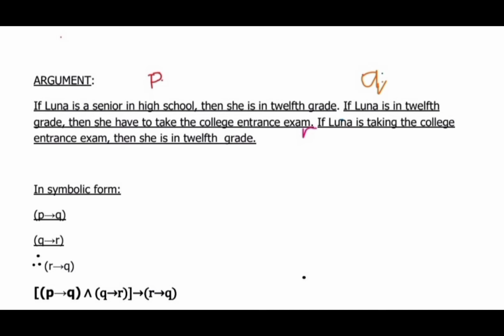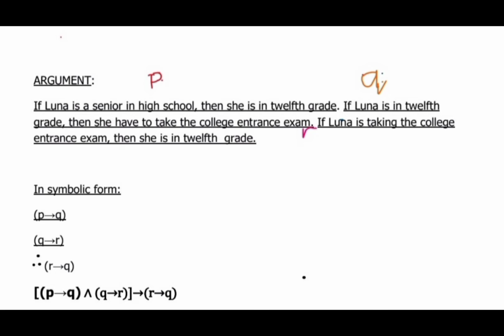P represents Luna is in senior high school. Q represents Luna is in 12th grade. And R represents Luna is taking the college entrance exam. So we have the symbolic form here. If P, then Q, then Q, then R.